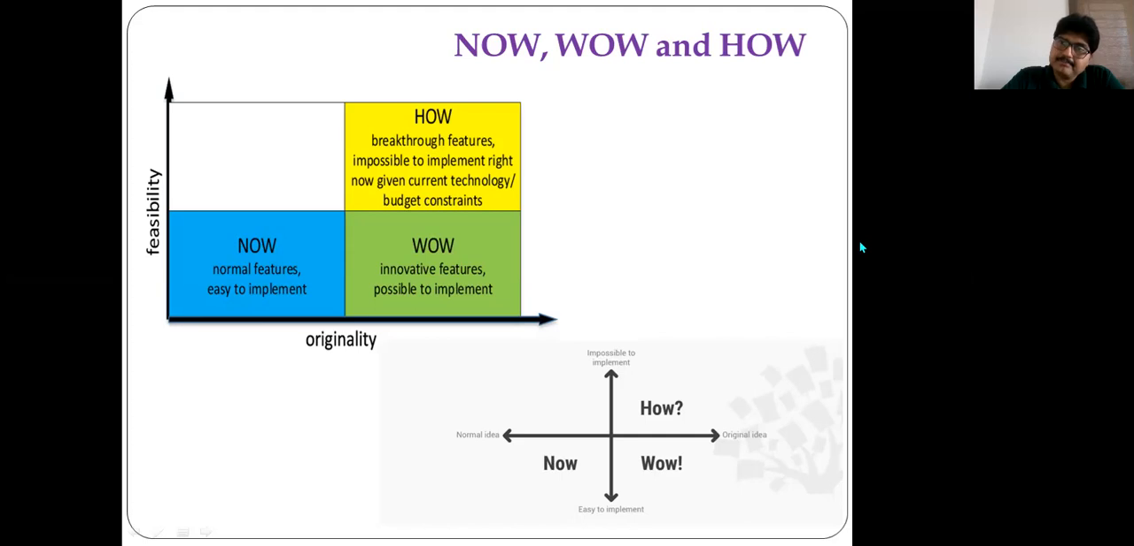And if, for the present scenario, the idea chosen is easy to implement and also appealing, then we say it is a now, something that could be applied immediately. So that is how we use the now, wow, and how matrix for selecting concepts and putting them into different zones.